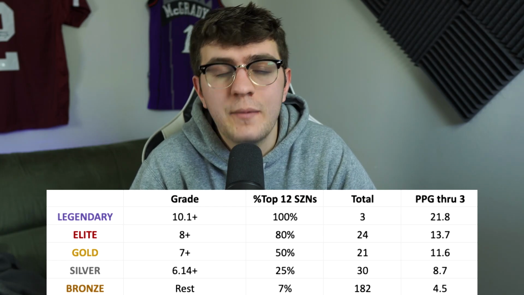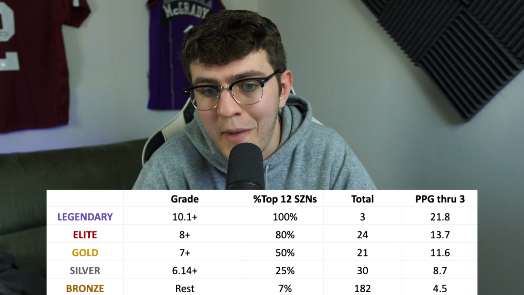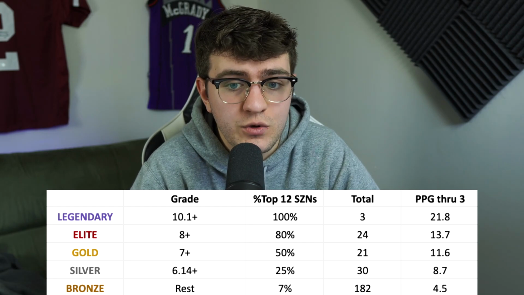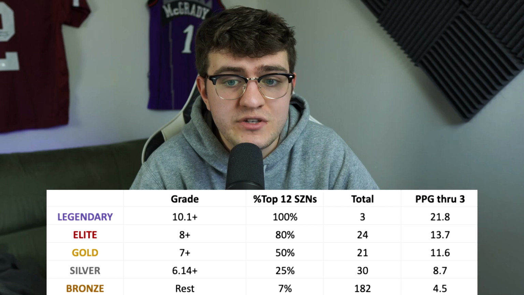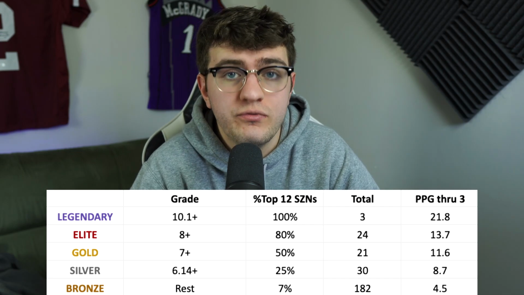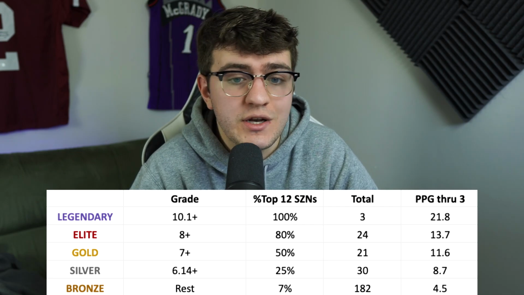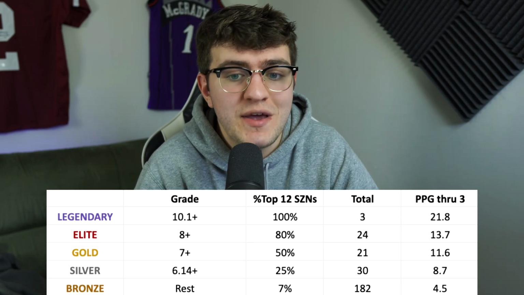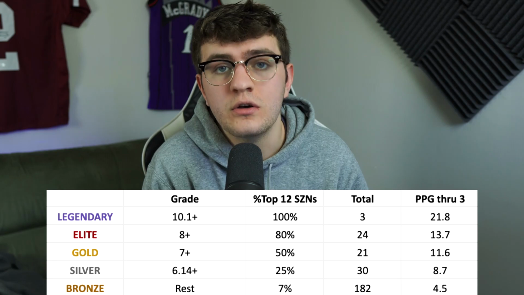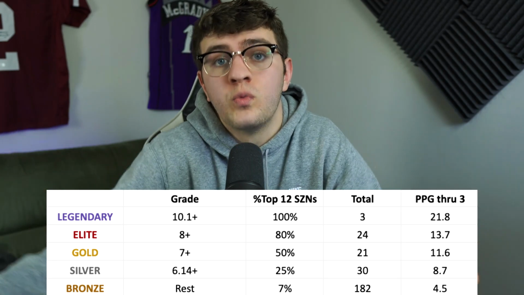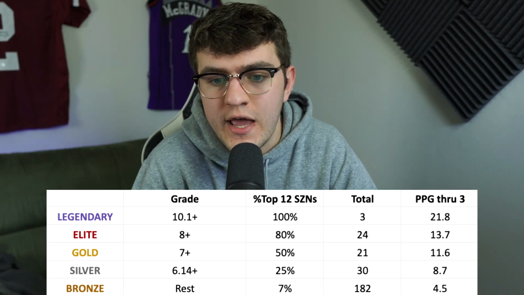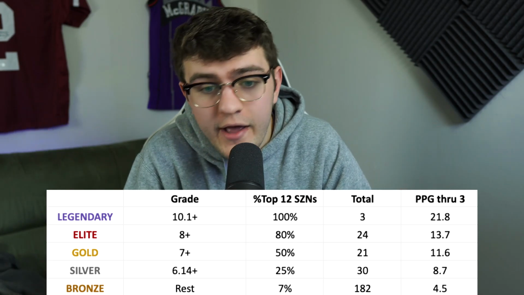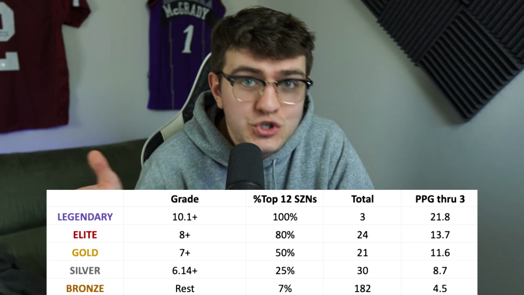So based on top 12 hit rate, we have our tiers, which are Madden themed. We have legendary, which hit top 12 seasons at a 100% rate. We have elite, which hit top 12 seasons at an 80% rate, gold 50%, silver 25%, and bronze 7%. With this, we let the tiers guide us, and then we make the decisions within each tier to develop our own rankings. It's sort of to put bumpers on us, to lead us, I guess, in that metaphor, to a strike in bowling.